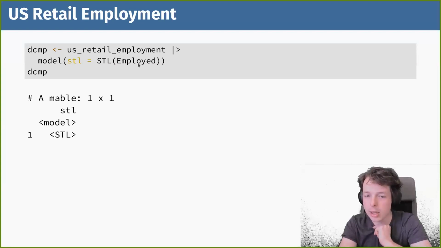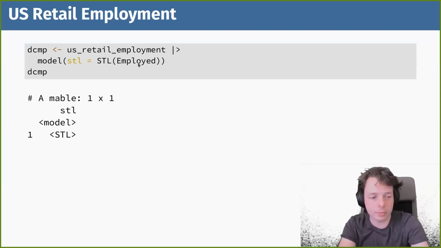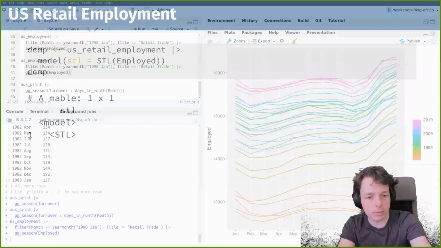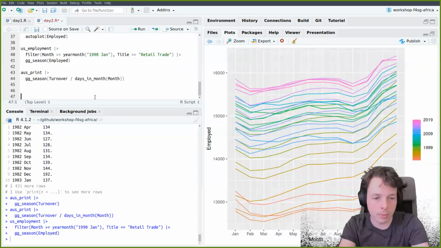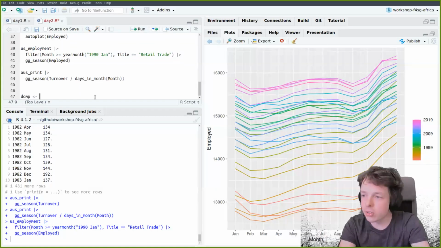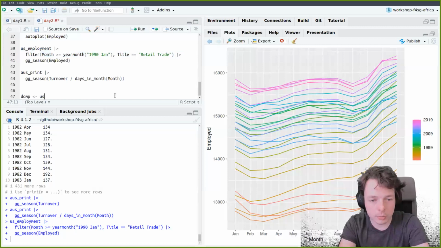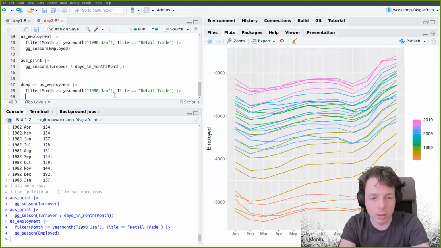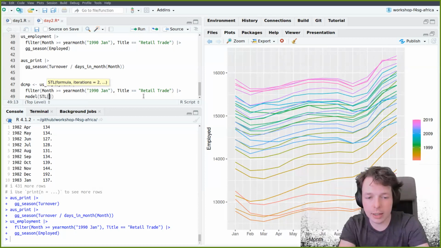Model STL of the variable we want. So I'm going to save this as my decomposition model. So we have US employment, piping this into the model function. And then I'm going to estimate an STL model using the employed variable.